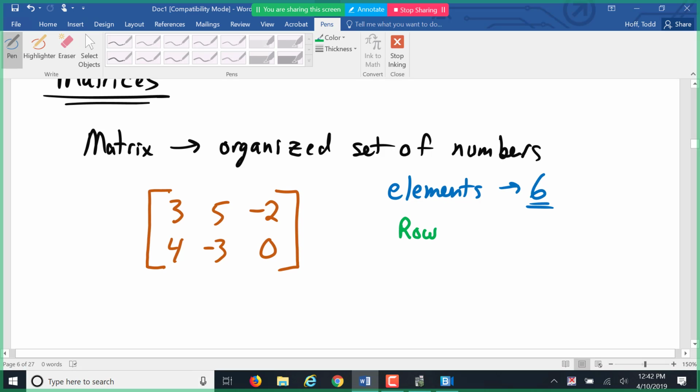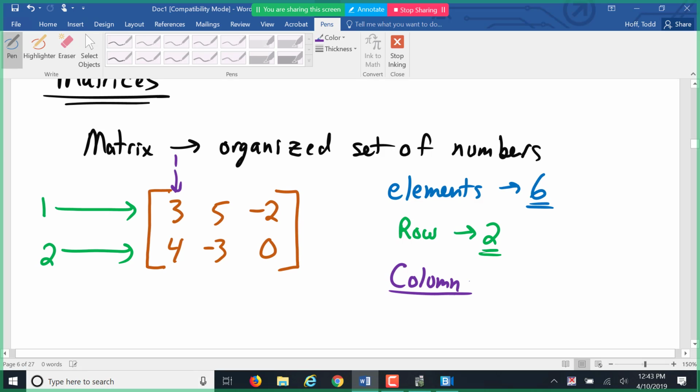A matrix has rows. The rows go horizontally. That would be row 1, that would be row 2. This matrix has 2 rows. A matrix has columns. So we have column 1, column 2, and column 3. This matrix has 3 columns.